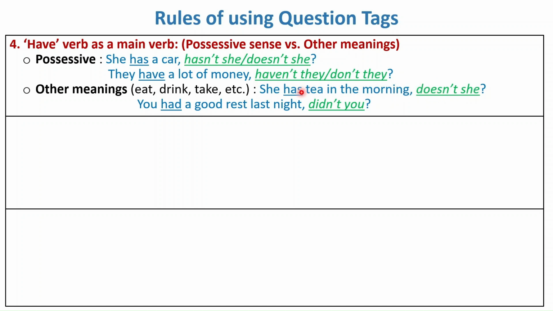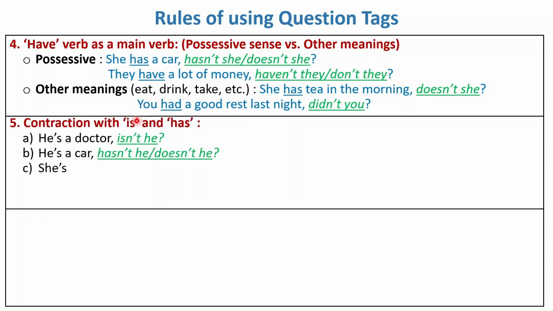This is V5. You had a good rest last night. In this sentence, had means you took a good rest last night. Therefore, had is past form. We have to use didn't you. Next rule, contraction with is and has.